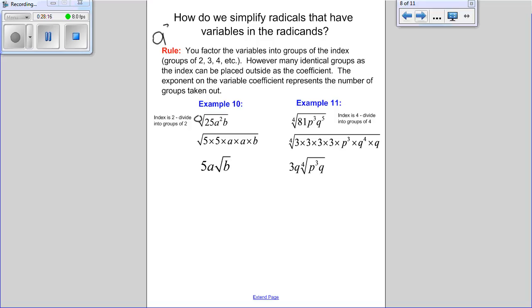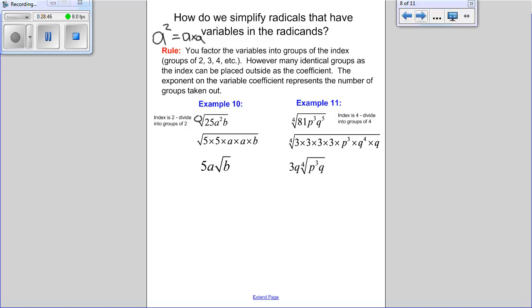B broken into groups of 2 would be what? B. It can't be broken into groups of 2. That's what we're going to get to, because it's never going to work out evenly. It's going to always be kind of messy. You then, for every group of 2 that you have, you're going to have 1 on the outside of the root sign. So if you're looking at this, how many groups of 5 do I have if they're broken into 2s? I have 1 group.